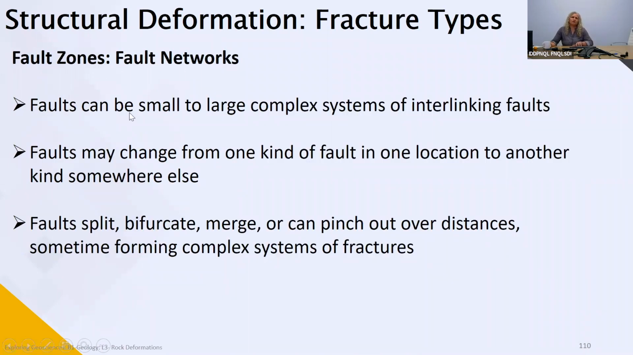Fault zones can also become very complex, and we call them fault networks. They can be small, they can be large, seen either through a microscope, in a hand sample, or very extended in the field. So these are different kinds of primary, secondary, and tertiary interlinking faults, and they change from one kind of fault in one location to another, and they split, they bifurcate, they merge, and they can pinch out. Pinch out meaning that over distances we lose them, and there's no more faulting. So fault networks can be very complex.